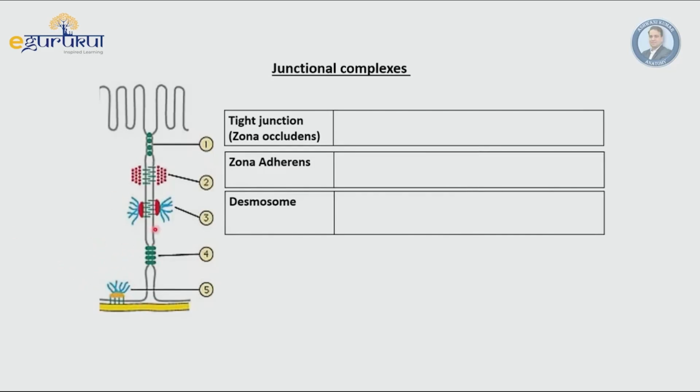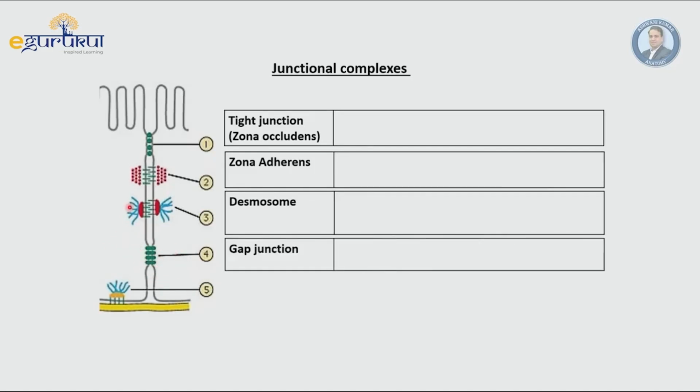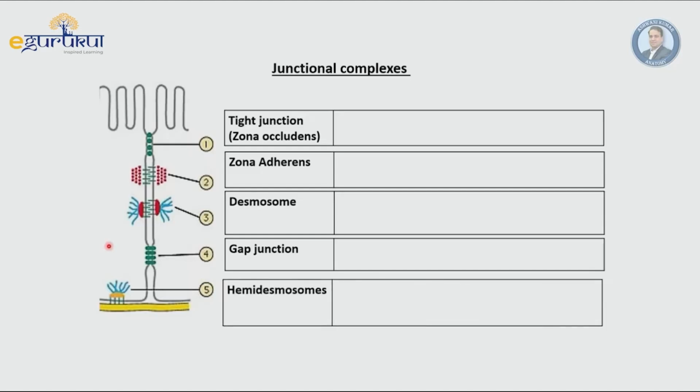The one which is present close to the basal part of the cell, this number 4 here, is called a gap junction. And if you see the cell which is adherent to the basement membrane, this is called a hemidesmosome. If you look at it, it looks like half of a desmosome connecting the cell to the basement membrane. We call it hemidesmosome.